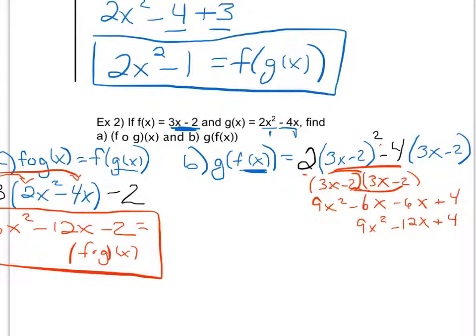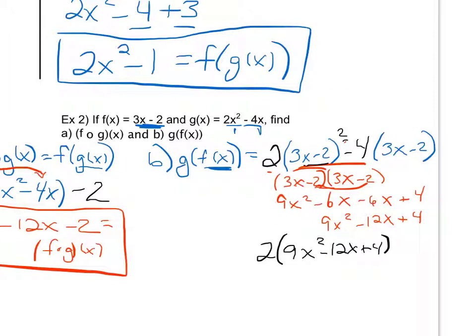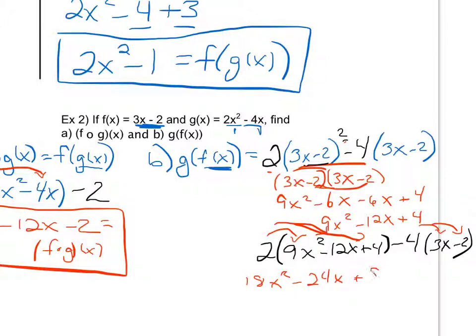So going back to my function, I'm dropping down the 2 because I haven't had a chance to distribute that. Instead of 3x minus 2 squared, in place of this piece right here, I'm going to put 9x squared minus 12x plus 4 in. I still have my minus 4 and my 3x minus 2. Continuing to see if I can simplify, now I can distribute in my 2. I can also distribute in my minus 4 because the sign belongs to the number, giving me 18x squared minus 24x plus 8 minus 12x plus 8.